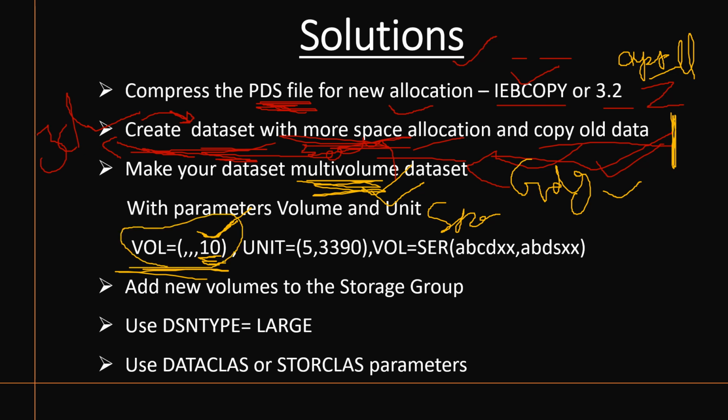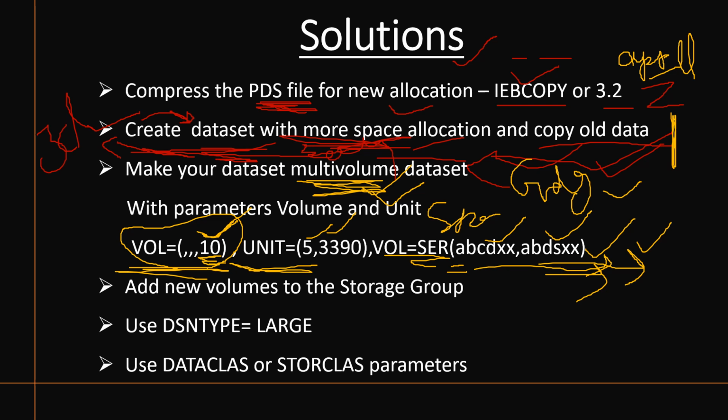You have another option also: you can use a unit parameter saying I need 5 volumes of 3390. And if you are using non-SMS volumes, then you can directly give the volume names here. So these are the volumes where space has to be allocated. You can give as many volumes as you want, up to 255 volumes. If it's a tape, you can give 255 volumes. If it's a disk, you can give 59 volumes. But you don't need that much space.